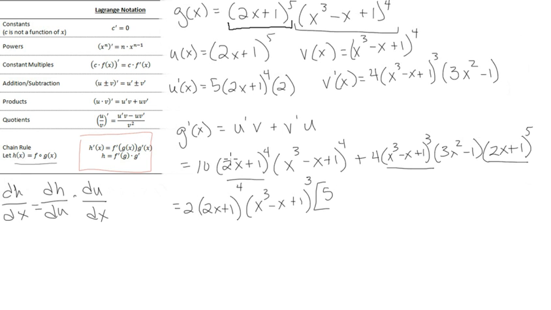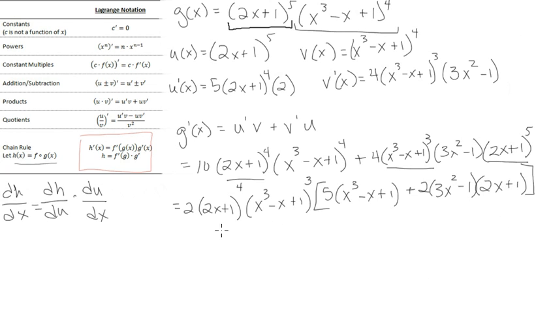I fully factored out this term, so it disappears. I'm left with one of these. So I have 5 times x cubed minus x plus 1. I look at my second term. I factored out a 2, so I'm left with 2 there. I fully factored out this term. The second term was not factored out at all, so I have 3x squared minus 1. And then with this last term, I was left with just one of them, so I have 2x plus 1.